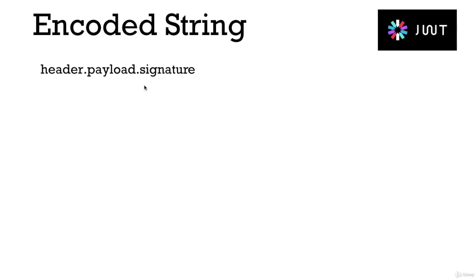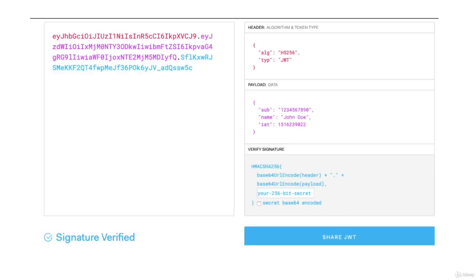So the encoded string, the encoded information that we are trying to exchange, will look like this: the header part separated by a dot, then the payload part separated by a dot, and then our signature. Now how will it look?